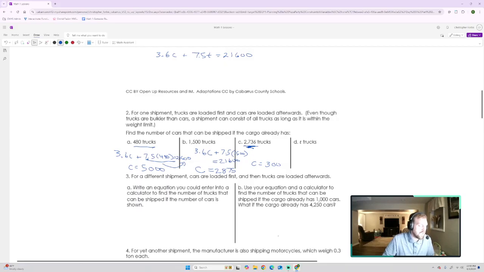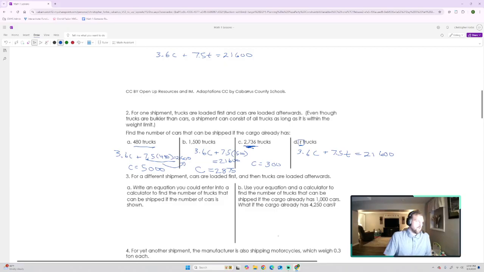And then, okay, it says T trucks. Well, that's confusing because it's not a number, but treat it like you did in the other three. Everywhere you see a T, you're going to plug in T. So, okay, 3.6C plus 7.5T equals 21,600.